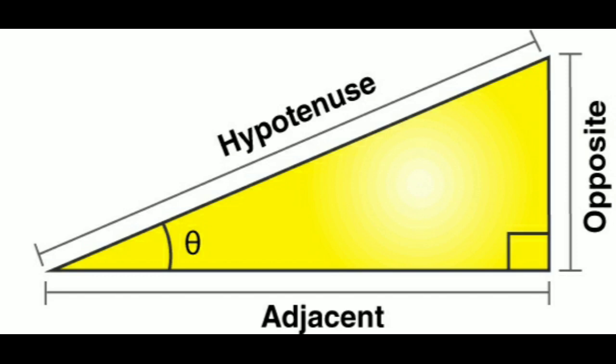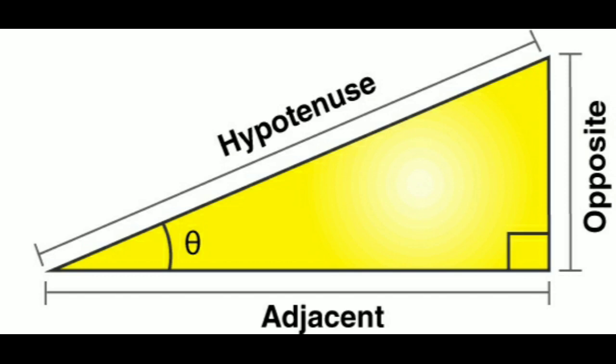Next, law of tangents. (A minus B) by (A plus B) equals tan of 1 by 2 (alpha minus beta) divided by tan of 1 by 2 (alpha plus beta). Similarly, (B minus C) by (B plus C) equals tan of 1 by 2 (beta minus gamma) divided by tan of 1 by 2 (beta plus gamma).